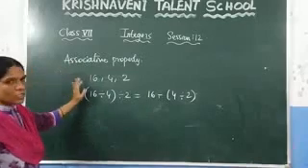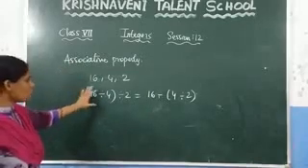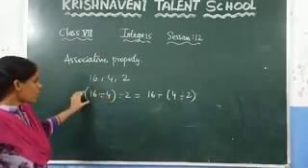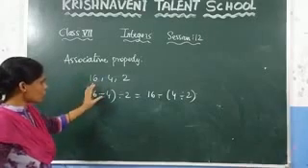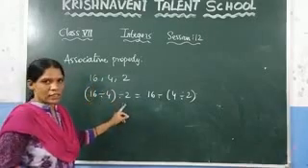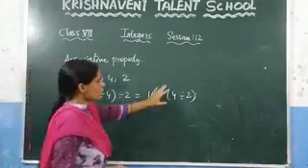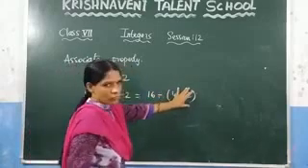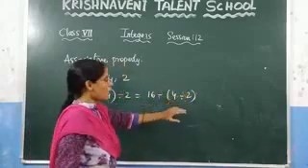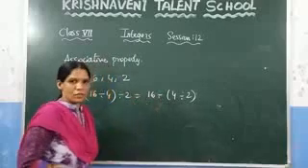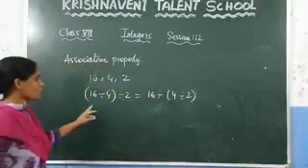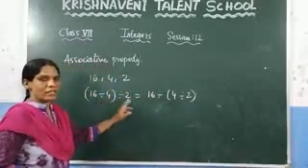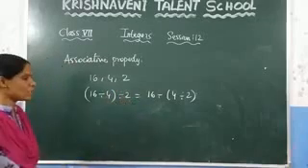The associative property under division states: if you take three integers, you divide the first two integers and the result is divided by the third integer; and on the other side, you divide the second and third integers and the first integer is divided by that result. Now let us solve this one. Whether we get the same answer or not, we need to check it here.